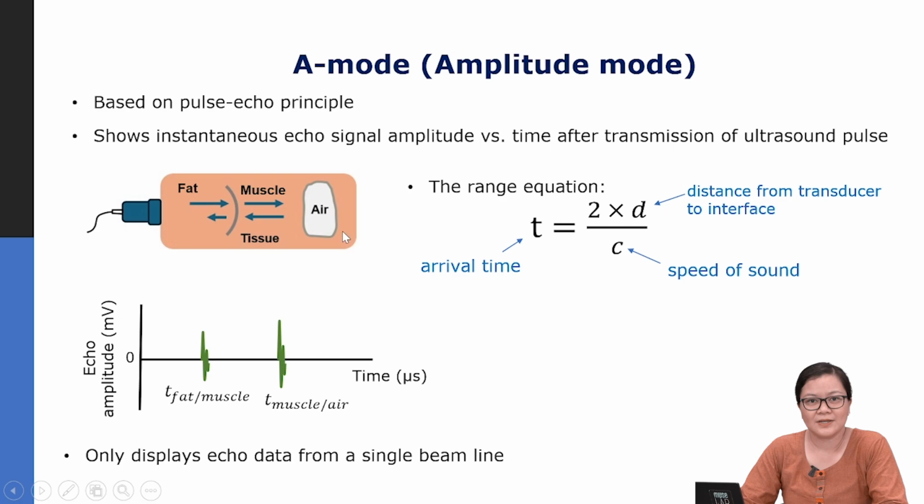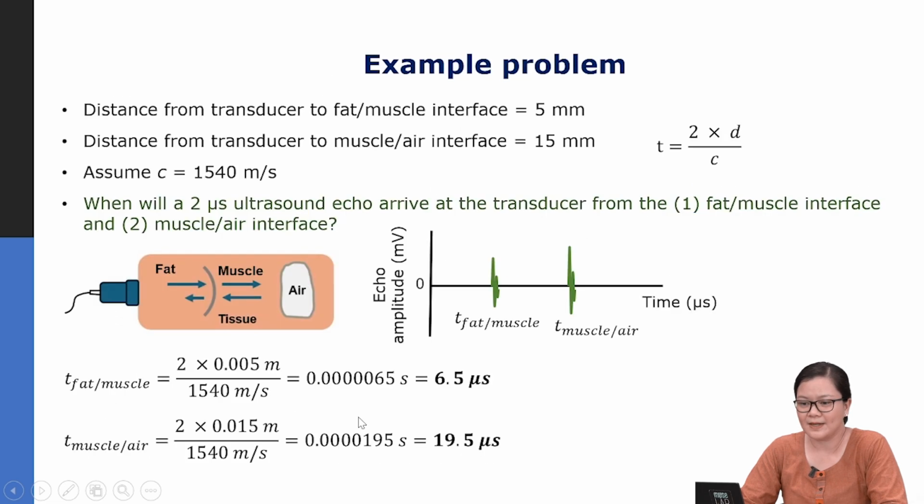Once the echo is collected by the transducer, when we plot the echo, it will look something like this, where we have the echo amplitude as a function of time. We see two noticeable echoes coming from the fat-muscle interface as well as the muscle-air interface. A mode only displays the echo data from a single beam line, which is a limitation of the A mode technique. In a previous lecture, I also gave a question of at what time each of the echoes will arrive at the transducer.